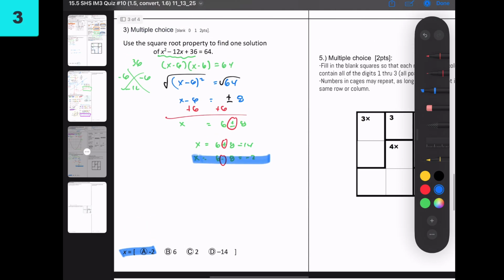You are getting points off if you're not circling the correct answer. So you need both work and correct answer.